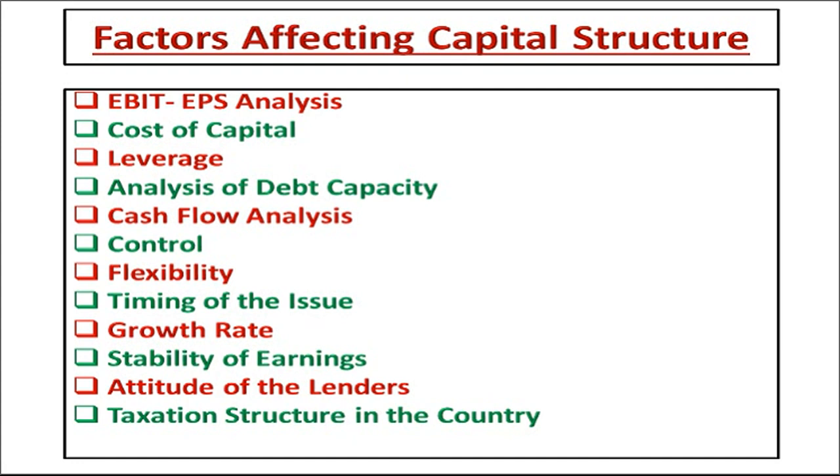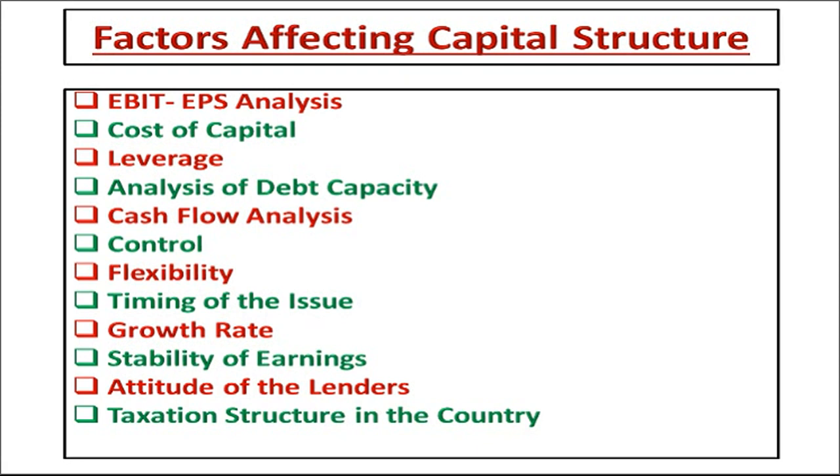Number three is leverage. Leverage is a measure of risk. There are basically three types of leverages: operating leverage, financial leverage, and combined leverage. So a company should go on making a capital structure whereby the leverages would be minimum. Number four is analysis of debt capacity. While framing a capital structure of the company, it should also be studied as to what is the debt paying capacity of the company, and looking at that only the capital structure should be formed.